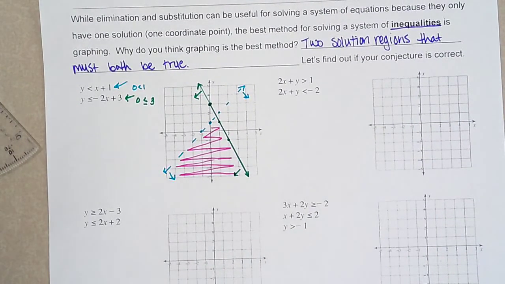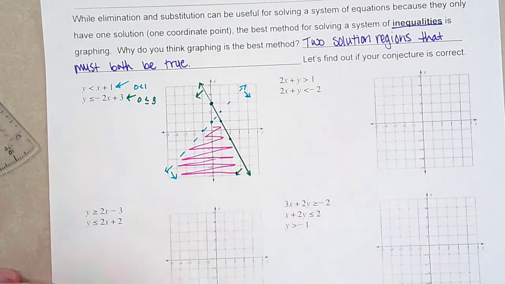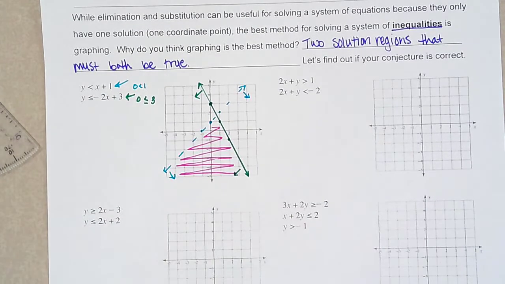So, is your conjecture correct? Is it true that two solution regions must both be true? Yeah, it is. And it's best if we only shade the one. All right, let's look at a second one.